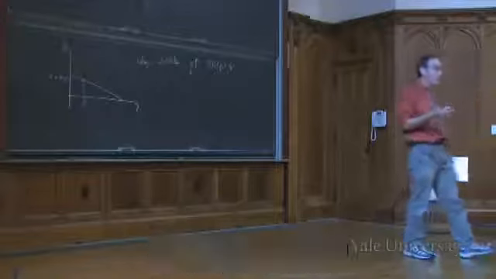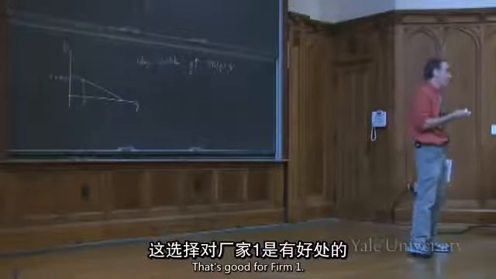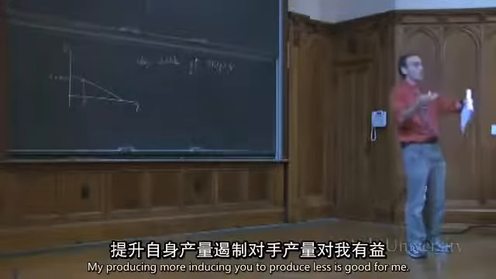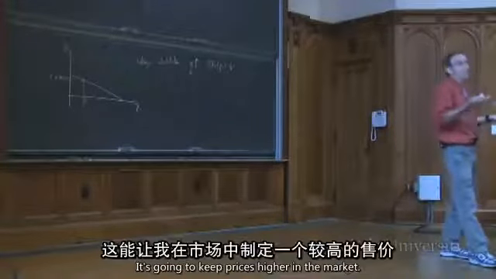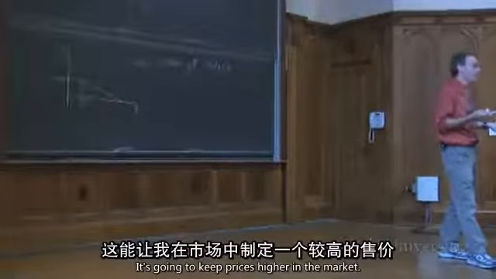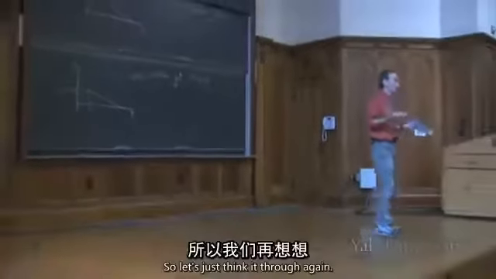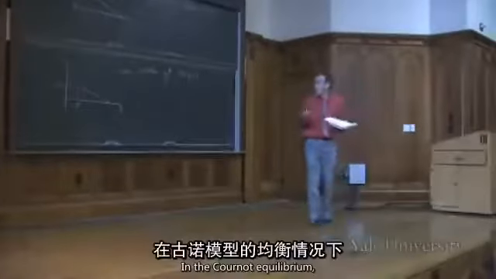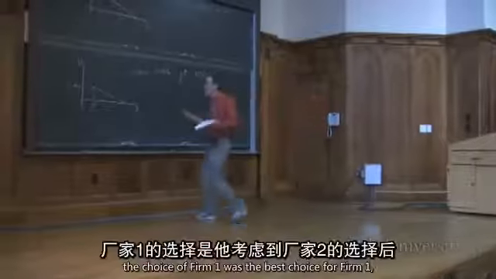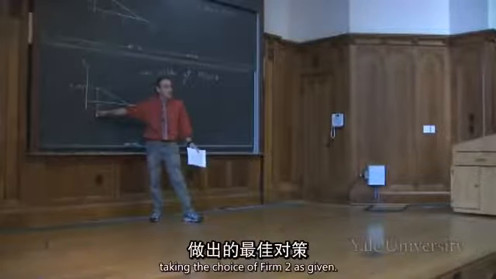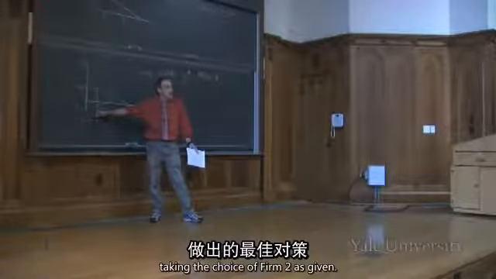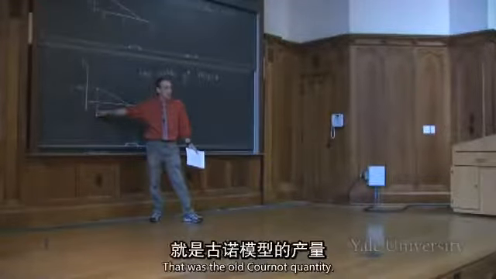And that's good for firm 1. Right? My producing more, inducing you to produce less, is good for me. It's going to keep prices higher in the market. Is that right? So let's just think it through again. In the Cournot equilibrium, the choice of firm 1 was the best choice for firm 1, taking the choice of firm 2 as given. And that was the old Cournot quantity.